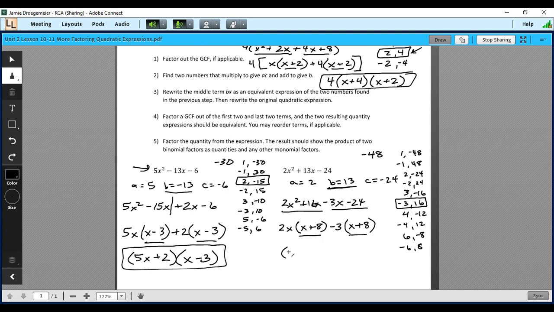So I can now rewrite this as 2x minus 3 becomes the first, and then x plus 8 is my second set of binomials. All right, and so that's how we go about factoring a quadratic expression with a leading coefficient of something other than 1.